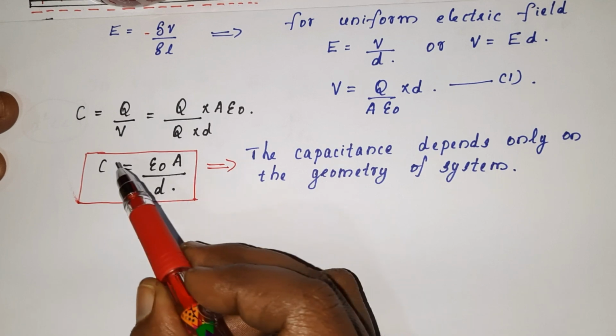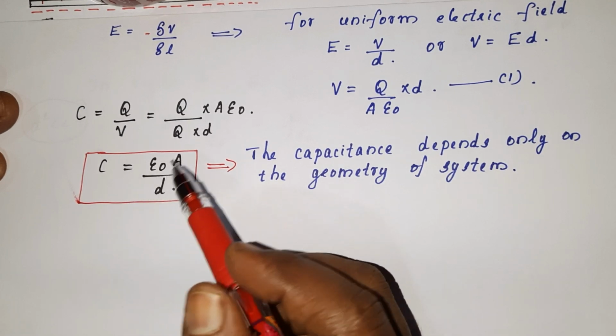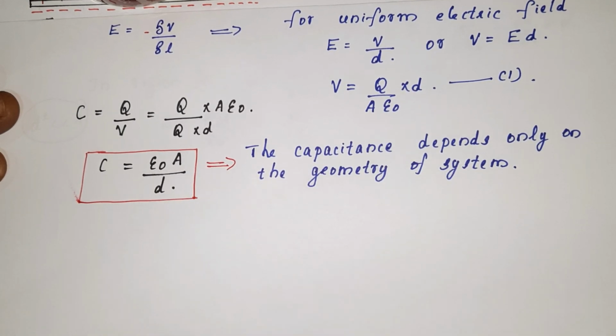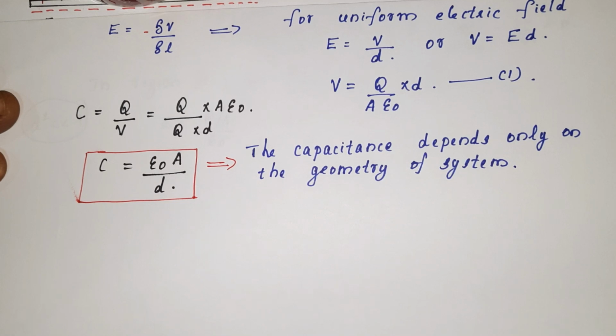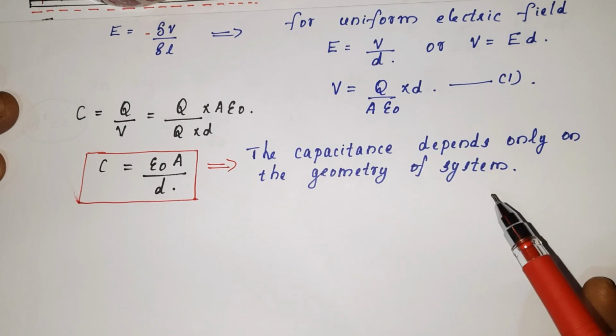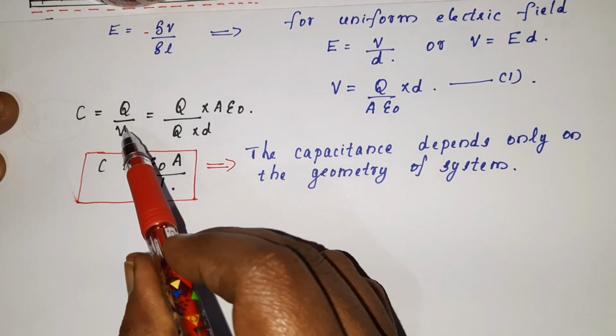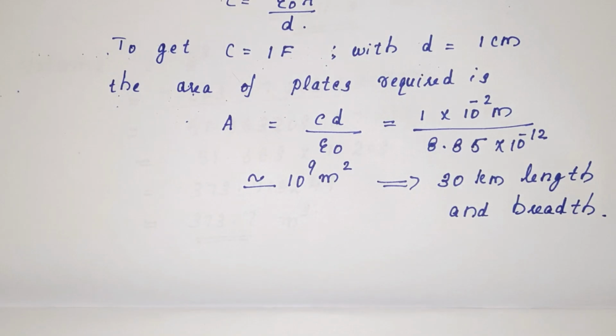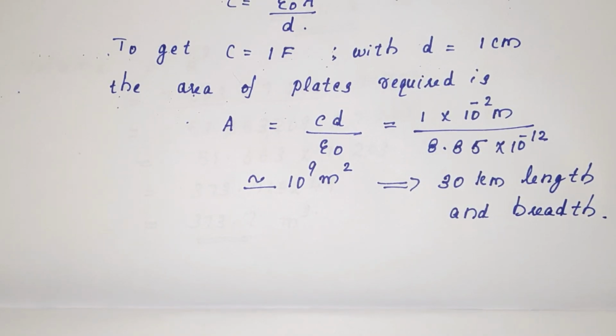On what factors does this capacitance depend? It depends on the nature of the medium, shown by epsilon 0, and A, the area of the plates, and D, the distance between the two plates. So this capacitance depends only on the geometry of the system. It is independent of Q and V. We usually say that the farad is a bigger unit of capacitance.